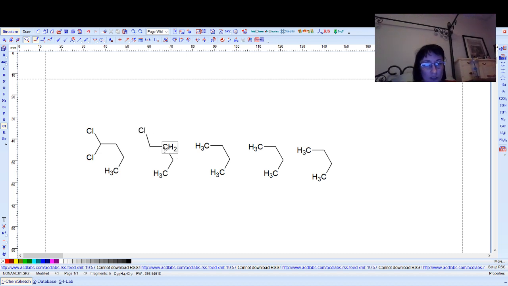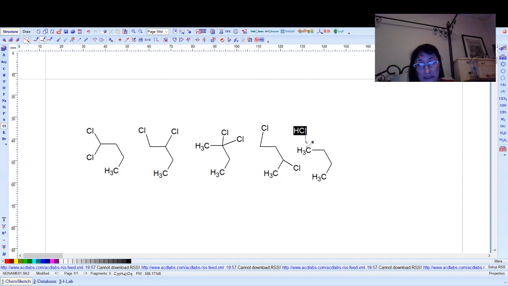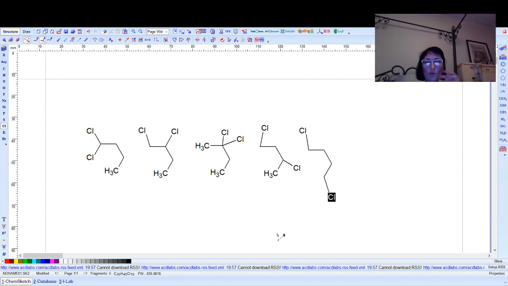I could get a 1,2 substituted type deal. I could have a 2,2 substituted. I could have a 1,3 substituted. I could have a 1,4 substituted. So I'm just playing around with how many different combinations there could be. Remember that if you had a 4,4, that would actually be the same as a 1,1, right? Because it could flip. So I think you could have those 5.